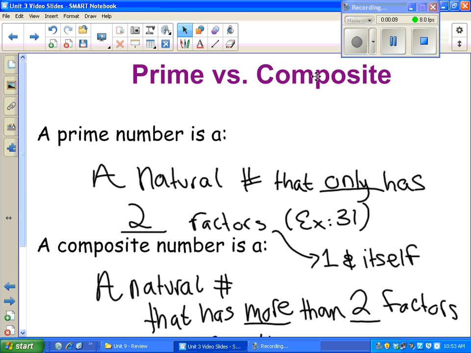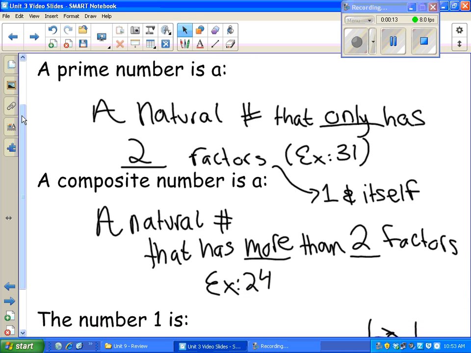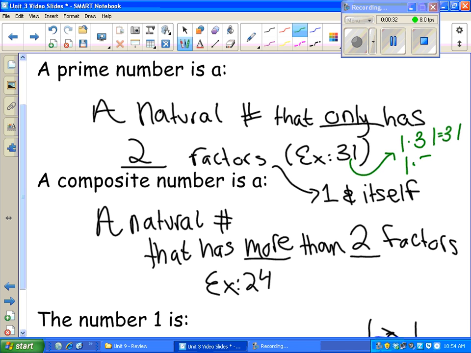So the first thing we talked about when we did the factoring unit was a prime number versus a composite number. A prime number is a natural number that only has two factors, which are 1 and itself. An example is 31. There are not any other numbers besides 1 times 31 that give you 31. Another example would be 5. So 1 times 5 are the only factors that multiply to give you 5.